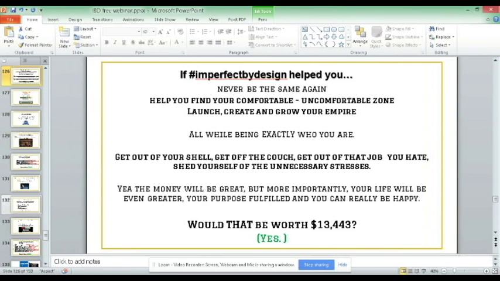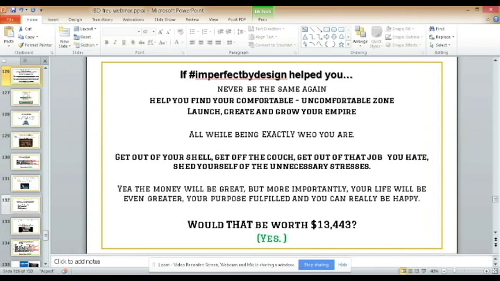We're going to launch, create, and grow your empire because we're going to help you find your comfort zone and then we're going to make you uncomfortable, all while being exactly who you are. And to get you out of your shell and off the couch or out of that job you hate. Shed yourself of all the unnecessary stresses. And yeah, of course, the money's going to be great, but more importantly, your life will be even greater. Your purpose fulfilled, and you can actually really be happy.